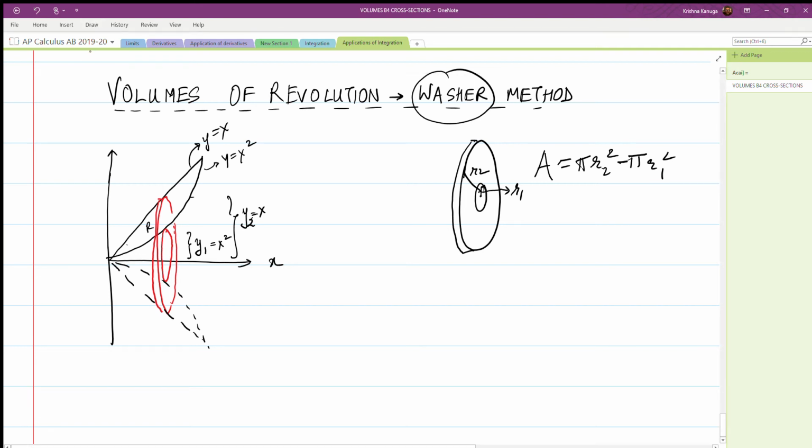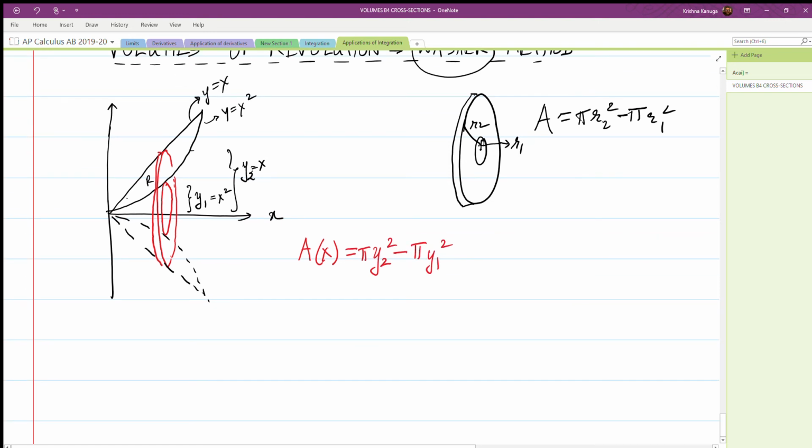So we can now find the area of our cross section, A, as a function of x, which is equal to pi times y2 squared minus pi times y1 squared. Now we can replace y2 and y1 with their corresponding x values. So pi times y2 squared is simply x squared, and y1 squared is x squared, the whole squared. So that gives us A as a function of x, which is pi x squared minus pi times x to the fourth. We have our area of cross section.